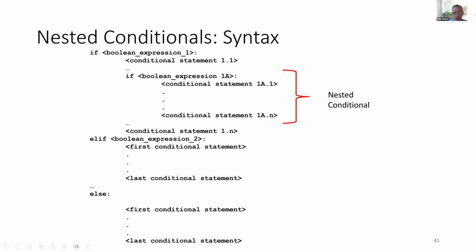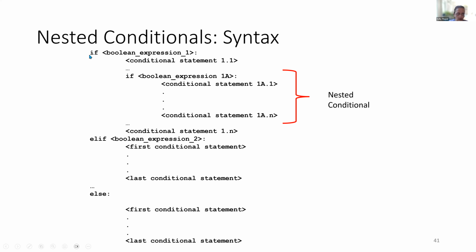And you can do the nested conditional of any type. You can do if and else, if, elif, else. You can do if, elif, and no else. Any combination in here is going to work just fine. The thing that makes it nested is because it is inside the branch.